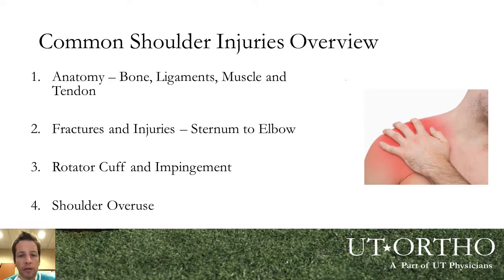This is kind of a layout of the talk. Really and truly, understanding the bony anatomy, the ligaments, the muscles, and tendons of the shoulder gives you a better idea of when something does hurt, it can be affected to that area. So it'll give you an idea of regional pain. The next thing we're going to discuss is fractures and injuries. We're going to start at the sternum with the SC joint and work all the way down to the elbow.